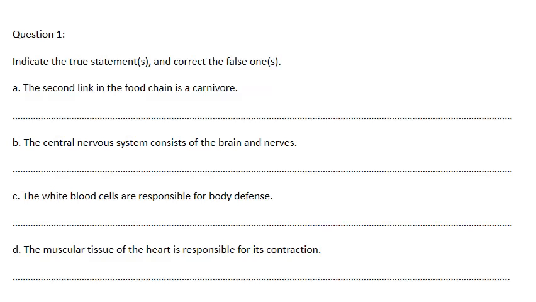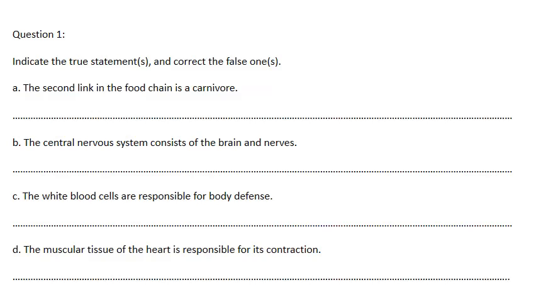Okay, A. The second link in the food chain is a carnivore. What's a carnivore, Ali Rai? Do you remember? Carnivore is the animal that eats plants and... No. If it eats plants, it should be a herbivore. If it eats other animals, meat.